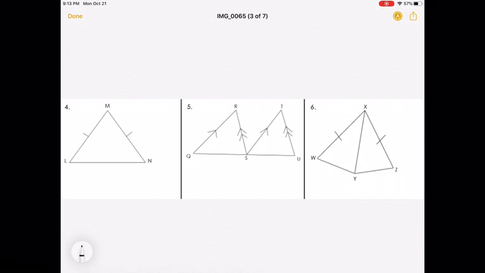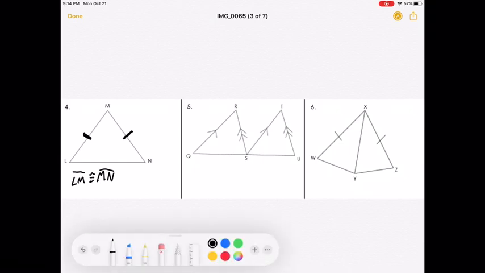So number 4, you only have these, so you would say obviously that line LM is congruent to line MN. So if that seems too easy, that's because it is.